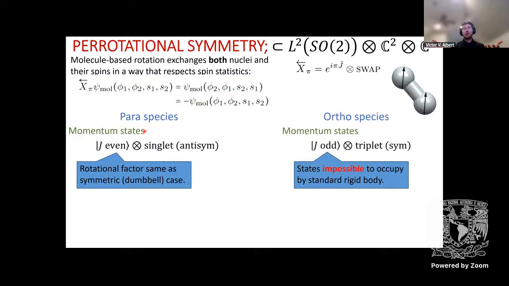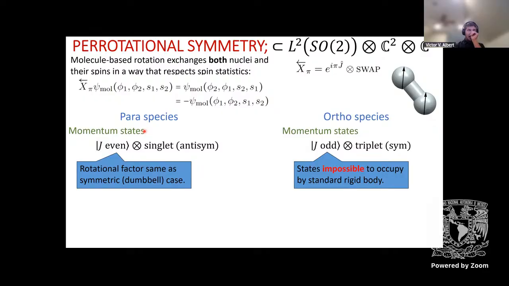But now there's a second way. So the spin statistics induces two ways to get this minus sign. The minus sign can now come from the momentum. And now, because of this availability, the momentum has to be odd. The nuclei will now be in the triplet because they have to be even. But forget the nuclei, think about the momentum.